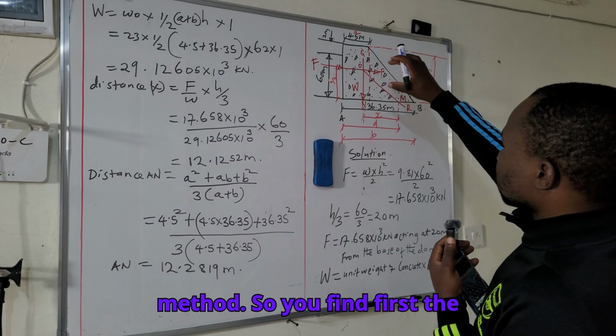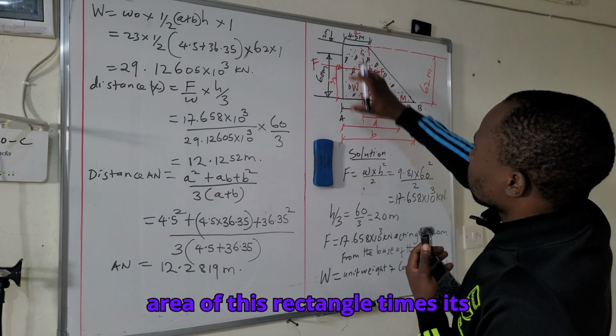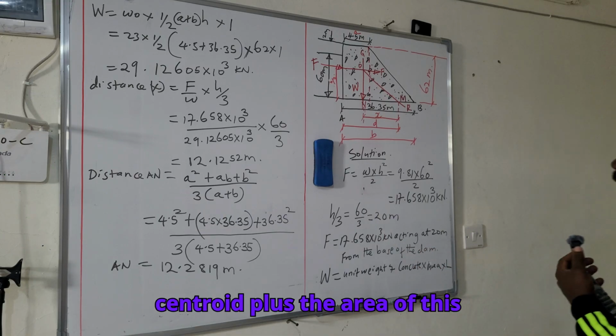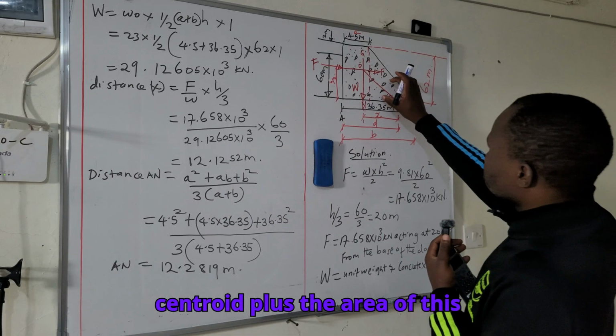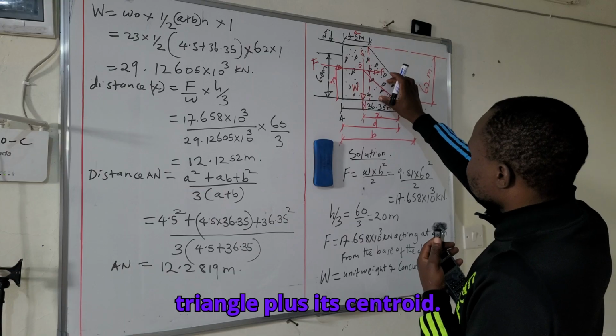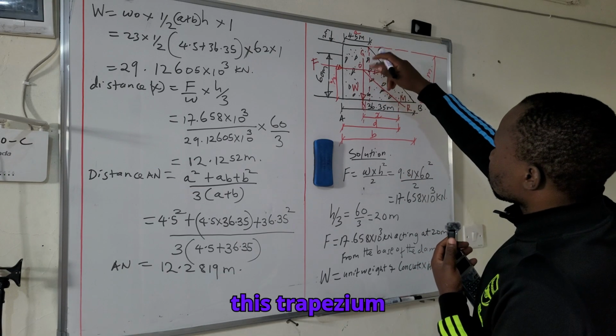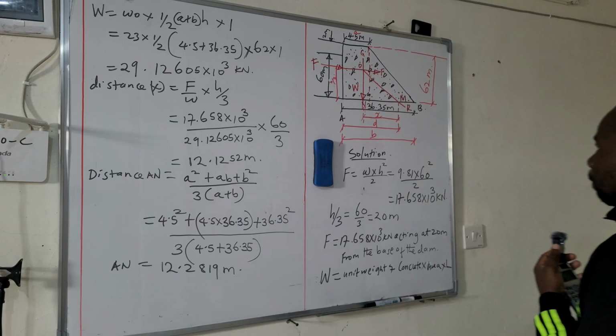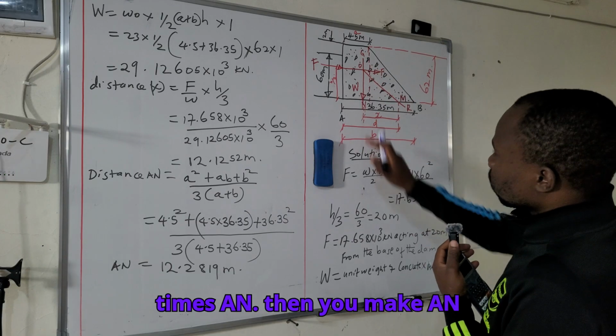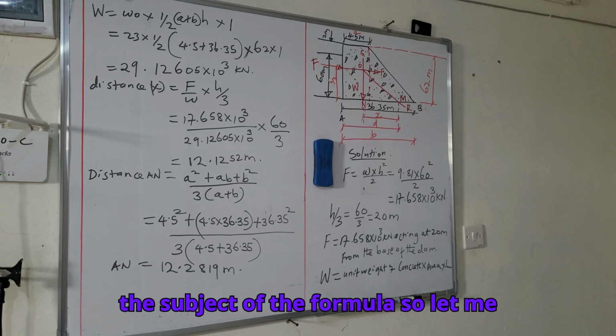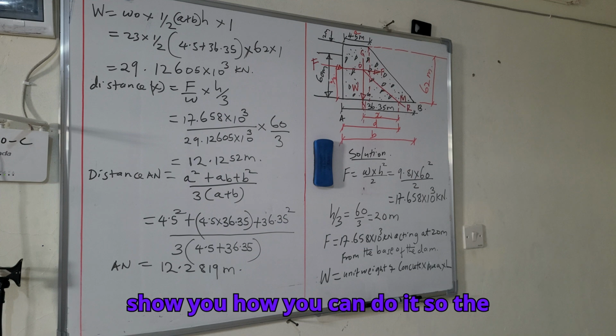So you find first the area of this rectangle times its centroid plus the area of this triangle times its centroid. Then you equate to the area of this trapezium times AN. Then you make AN the subject of the formula. So let me show you how you can do it.